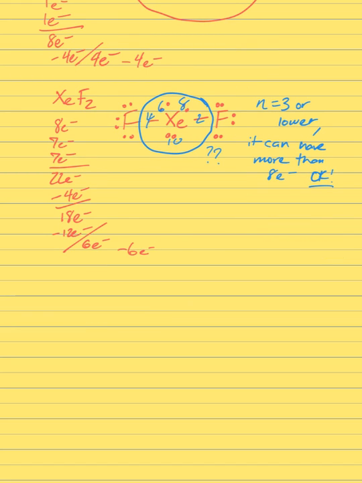All right, we're going to do one last example here, and we're going to do it for NCS minus, the thiocyanate ion. This will give us a little bit more practice with what to do when we have a charge, and it will also give us a little bit more practice with resonance structures. So nitrogen has 5 valence electrons, carbon has 4 valence electrons, and sulfur has 6 valence electrons. Plus we have a negative charge, so that will give us 1 more electron, which brings our total to 16 electrons.